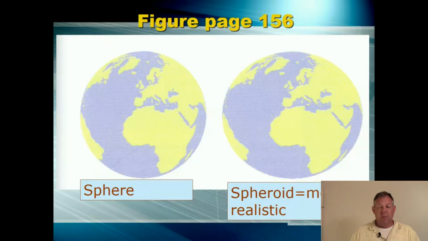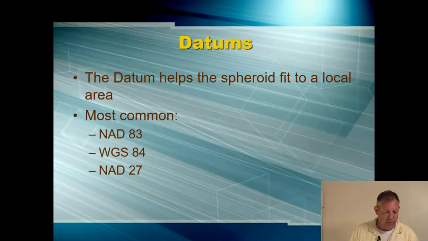And so here's a figure from your book again, and this gives you an idea. It's not super clear on this one. If you look in your book, I think the picture's a little bit better, but you get the idea of a perfect sphere versus a spheroid. The spheroid is more realistic. Okay, and then the datum.